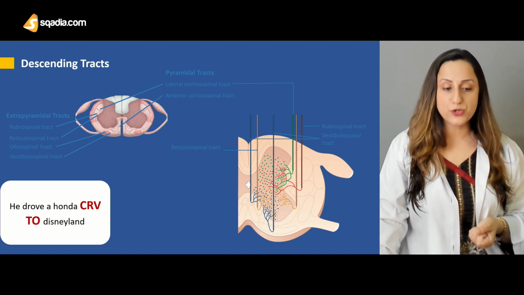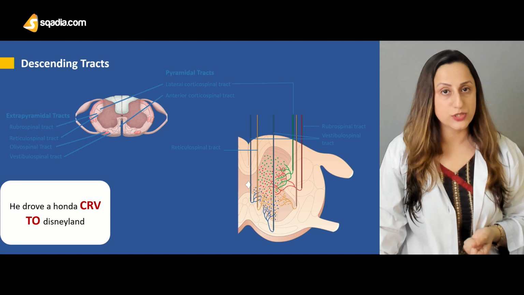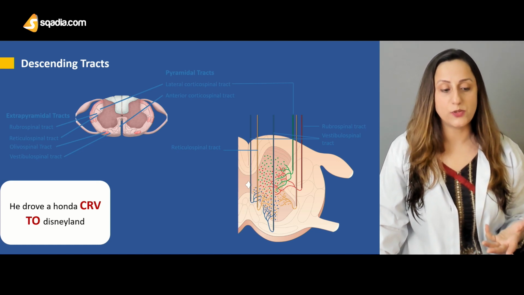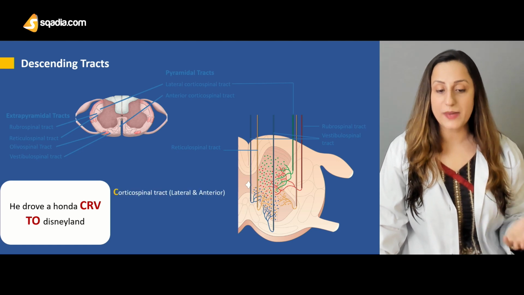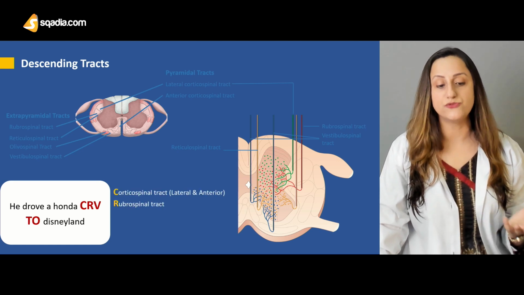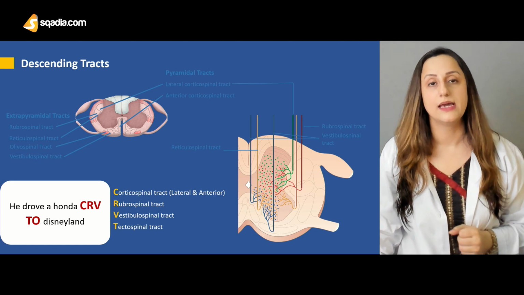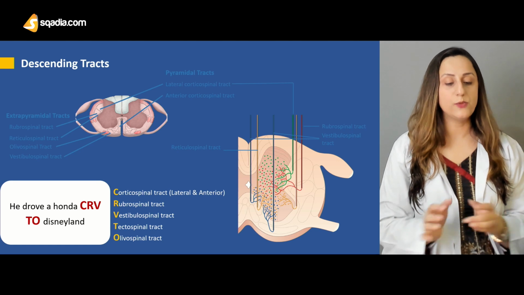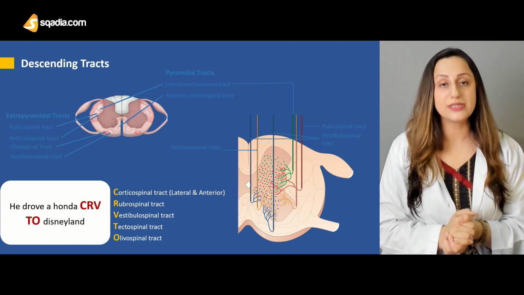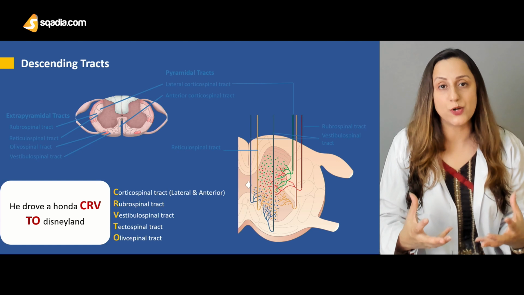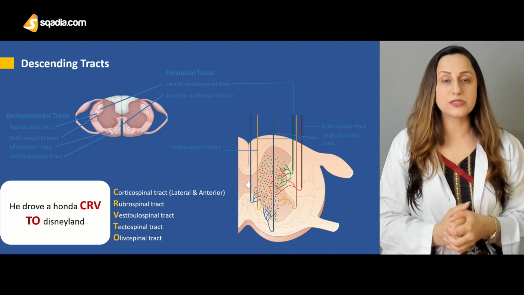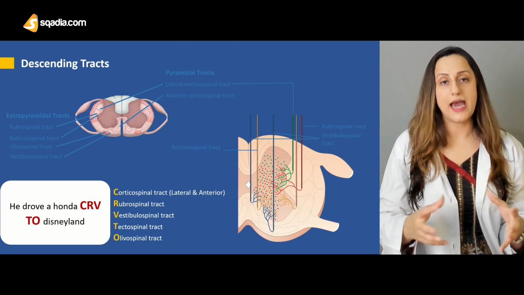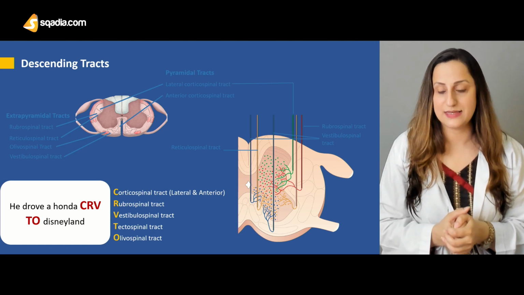Then we have the rubrospinal tract, the vestibulospinal tract, and the tectospinal tract lying over here. And finally, we have the olivospinal tract. So this mnemonic is going to help you out. Just remember, when you are to name the descending tracts, you can easily remember and name them in this particular way.